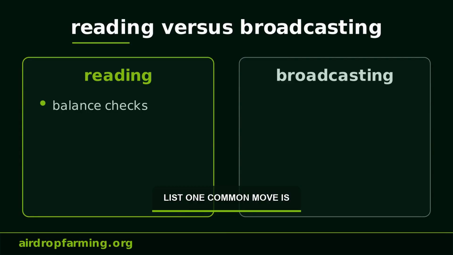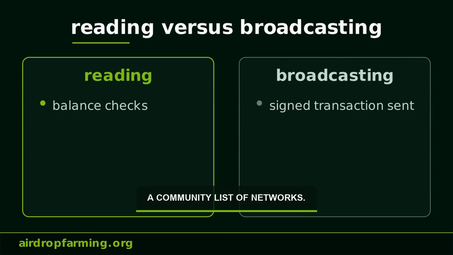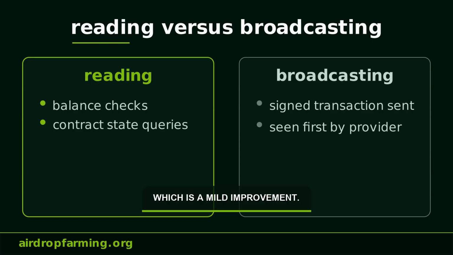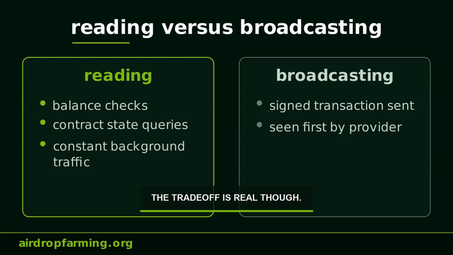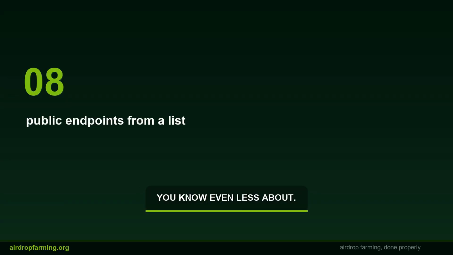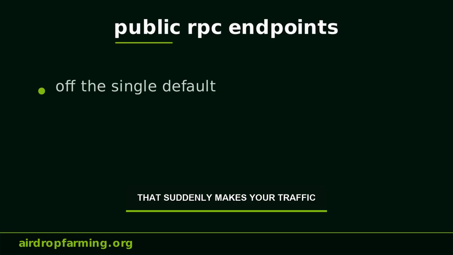Public endpoints from a list. One common move is to swap the default for a public endpoint pulled from a community list of networks. This spreads your requests across more operators and off the single default, which is a mild improvement. The trade-off is real though. Public endpoints can be slow, rate-limited, unreliable, or themselves run by parties you know even less about. You are trading a known observer for an unknown one. It is a step, not a solution, and it should be treated as one small adjustment, rather than a fix that suddenly makes your traffic private.